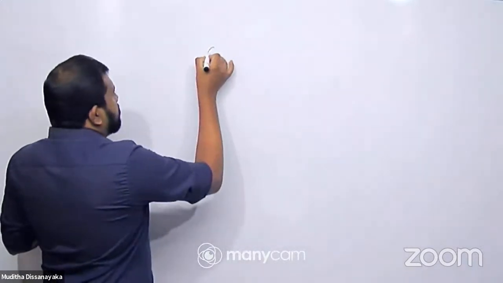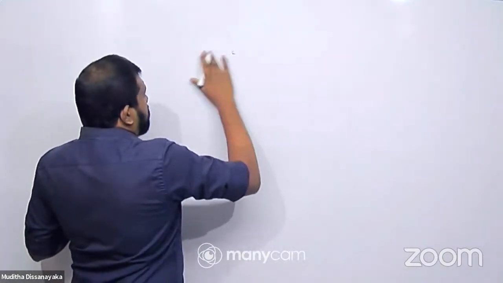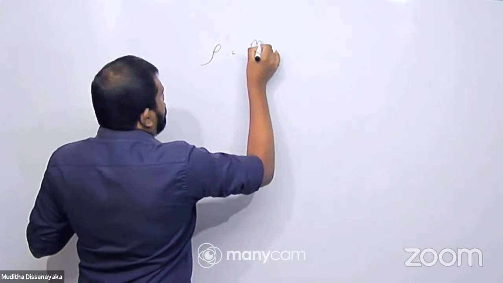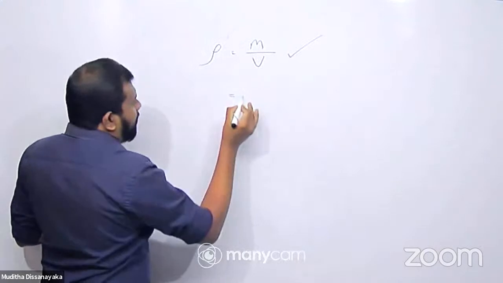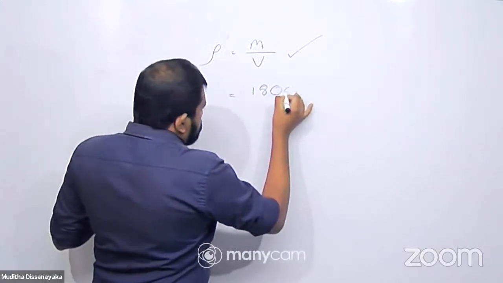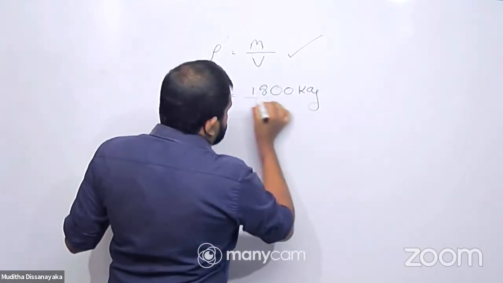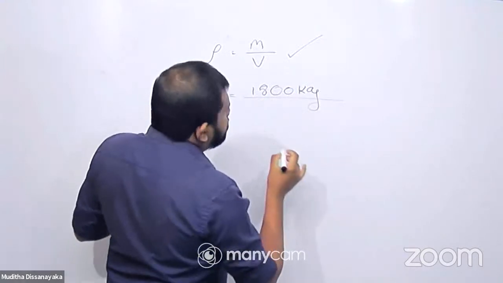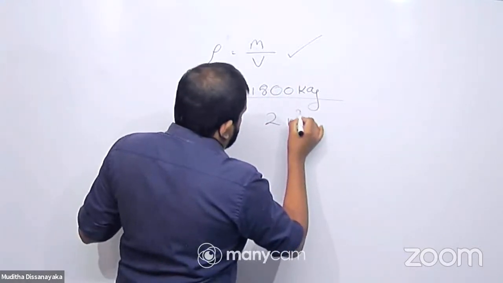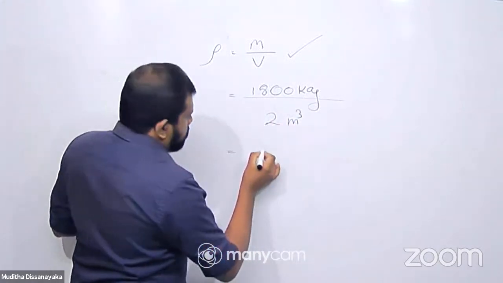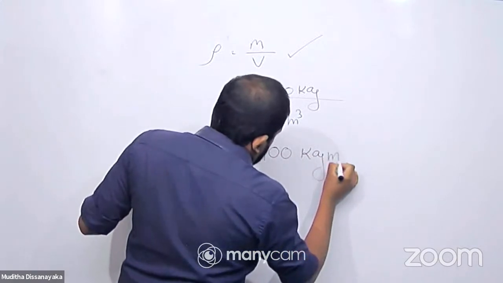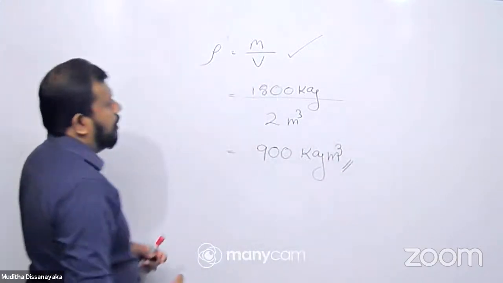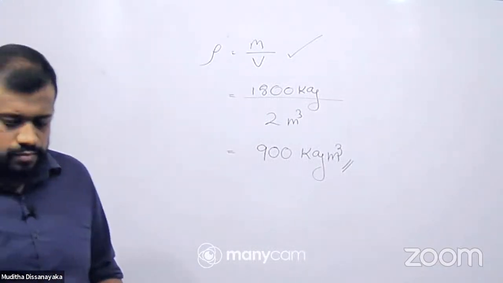Don't just put the answer there, right? Density, rho, kilogram. Let's put rho: mass divided by volume. This is the equation. Then application. Then final answer.